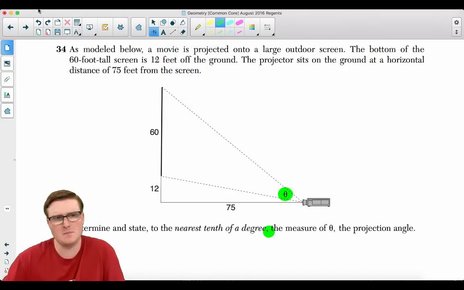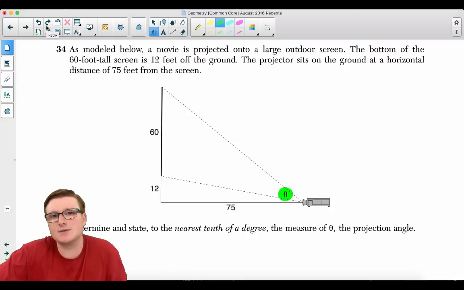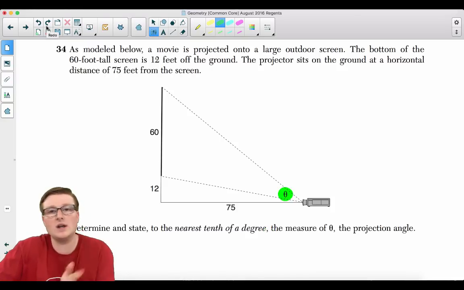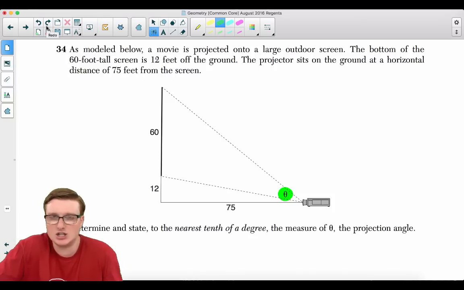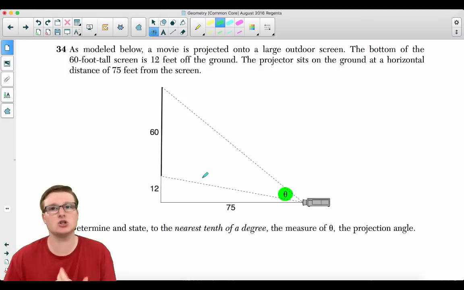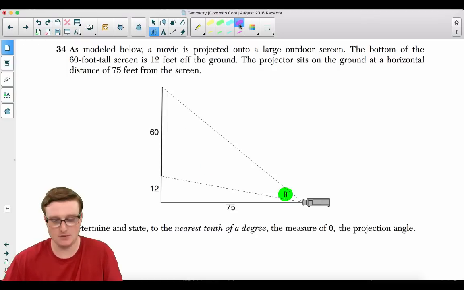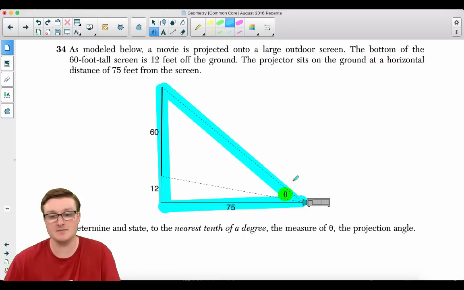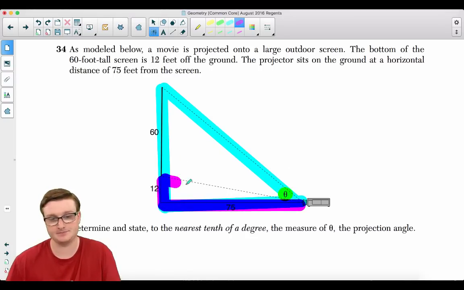We have a problem though. That is not inside of a right triangle. So we cannot use basic trig in a one-time shot to solve for theta. We just can't do it. But we do have some bigger triangles to deal with. We have a big triangle here. We have a big triangle that is a right triangle. And we have a little triangle over here.